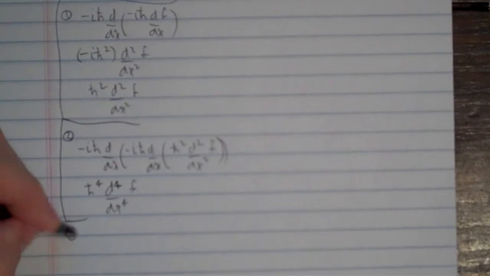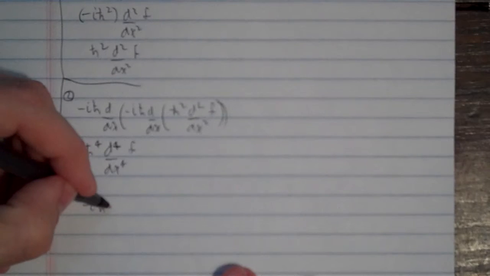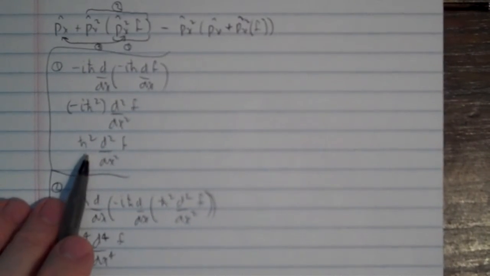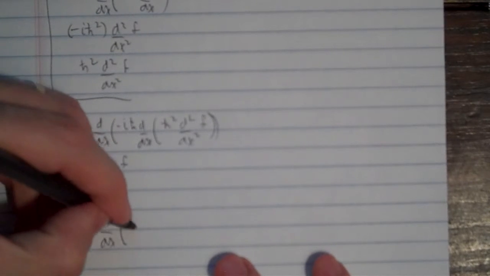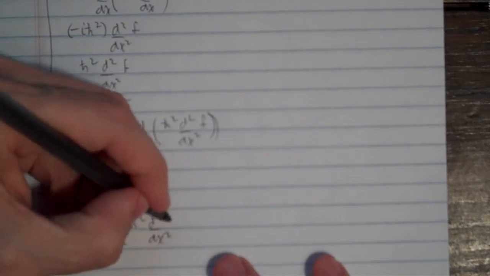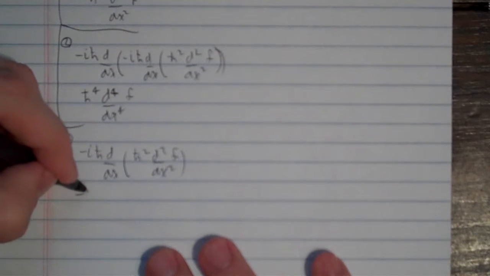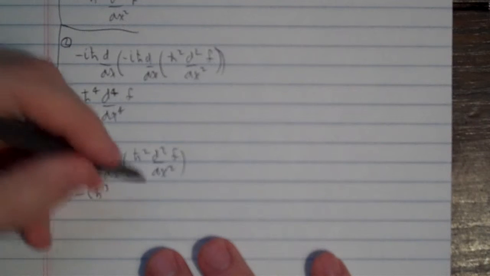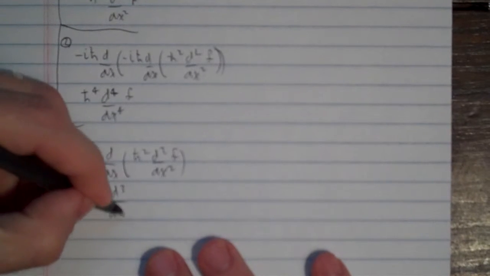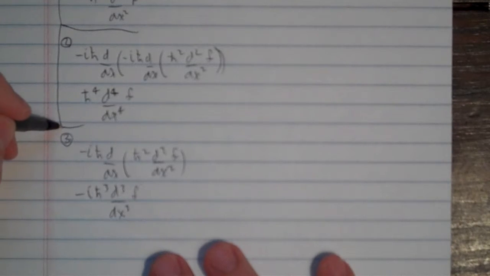Okay? 3, and that's minus i h bar d/dx. And what is number 1? The result of 1 is h bar squared, second derivative of f with respect to x. So this is going to end up being minus i h bar cubed, third derivative of f with respect to x. Okay, that's what number 3 is.